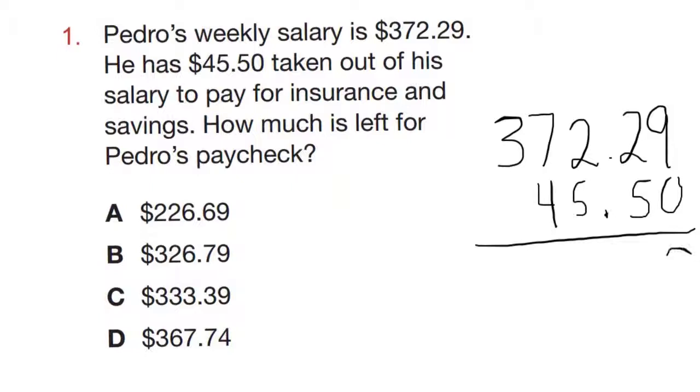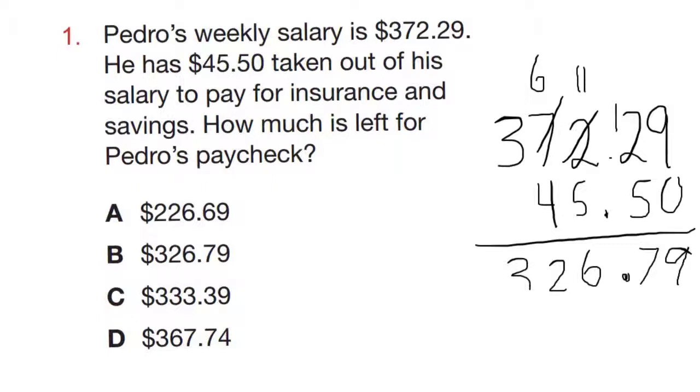9 minus 0 is going to remain 9. We can't take 5 from 2, so we have to make that a 12 and borrow from here, and that becomes a 1. So 12 minus 5 is 7. We put down our decimal point. Then we can't take 5 from 1, so we make that an 11 and make this a 6. 11 minus 5 is 6. 6 minus 4 is 2. And 3 minus nothing is 3. So our answer is $326.79, which is B.